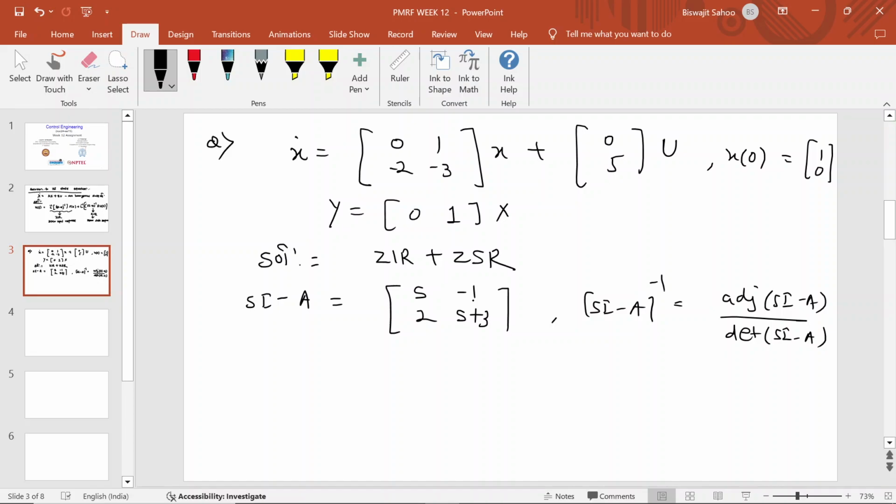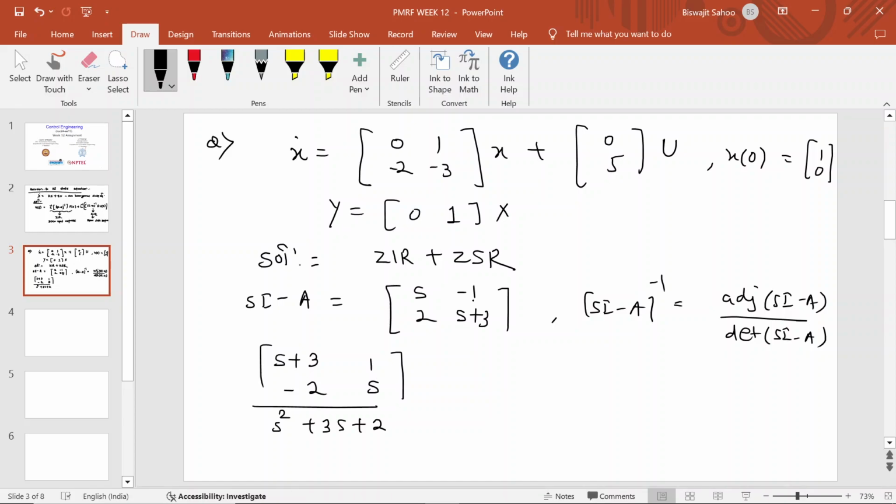And take the Laplace inverse of that. I am just directly writing here. You just follow, and if you have any doubt, then tell me. The determinant of this is nothing but s squared plus 3s plus 2. So this is your (sI minus A) inverse.